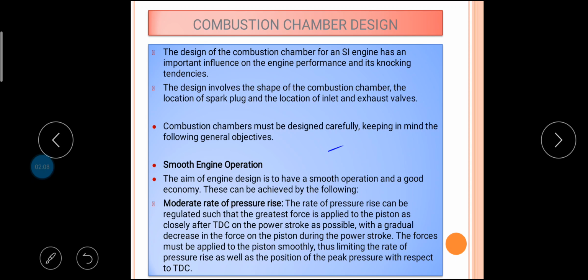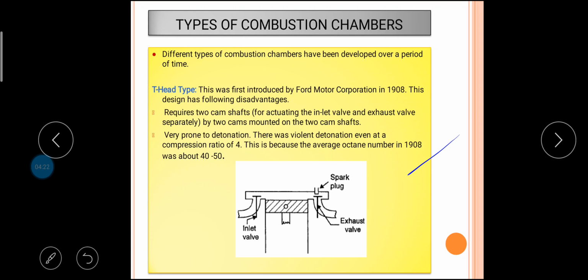First type is T-head type. This was first introduced by Ford Motor Corporation in 1908. This design has the following disadvantages. Requires two camshafts for actuating the inlet valve and exhaust valve by two cams mounted on the two camshafts. Very prone to detonation. There was violent detonation even at a compression ratio of 4. This is because the average octane number in 1908 was about 40 to 50.